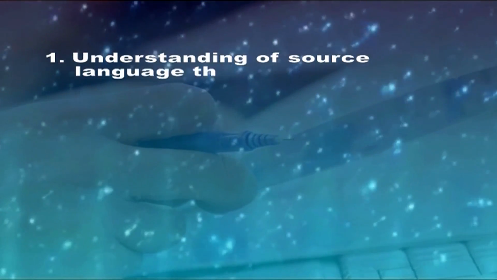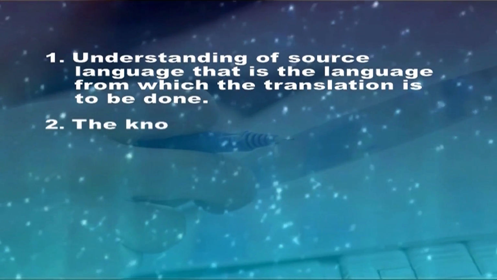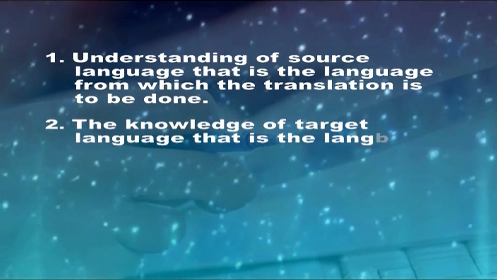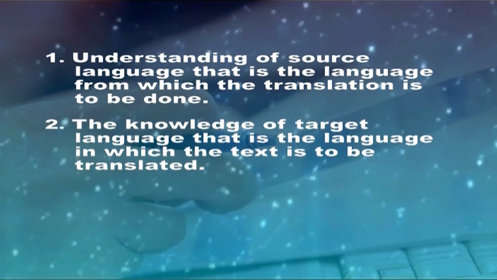Skills of a translator. Let's start with the definition of translation. Translation can be defined as the rendering of text from one language into another. To be a good translator, an individual should possess 3 key skills. The first is an understanding of source language, that is a language from which the translation is to be done. The second is a knowledge of target language, that is a language in which the text is to be translated.